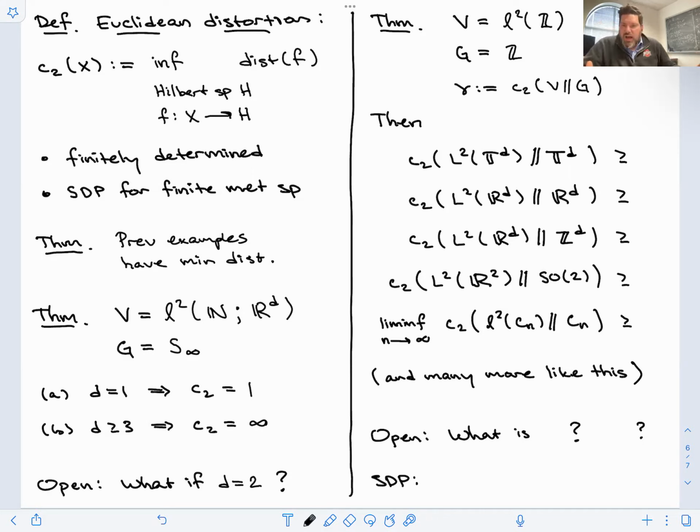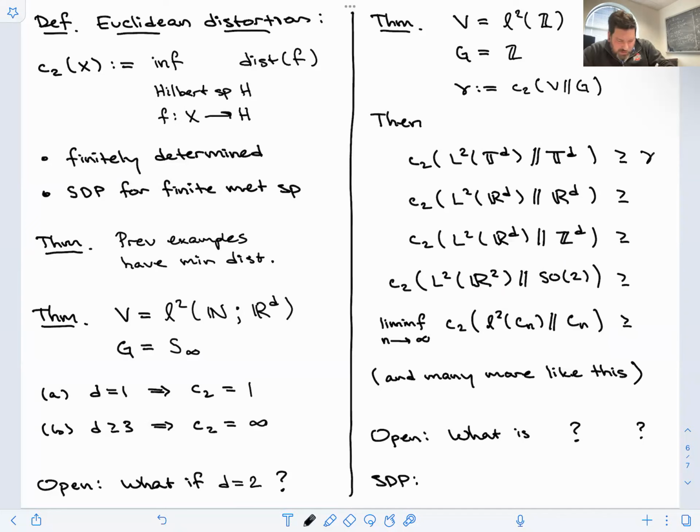So this is an example of modding out by translation, and there are a lot of related problems of modding out by translation. Like maybe your space is the torus and you can mod out by translation in the torus. Maybe it's Euclidean space and you mod out by translation in Euclidean space. Here's a weird thing. Maybe you just mod out by the lattice, the integer lattice in Euclidean space. So you end up with different structure. Here you have little L2 of R2 and you mod out by rotations. You can also think of functions over the cyclic group and mod out by translation in that cyclic group.